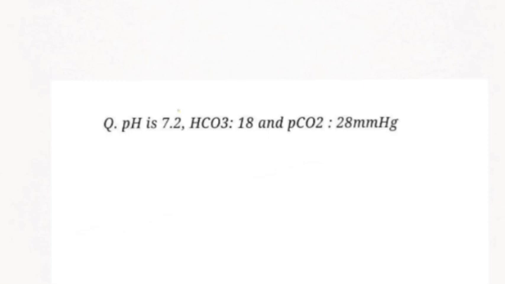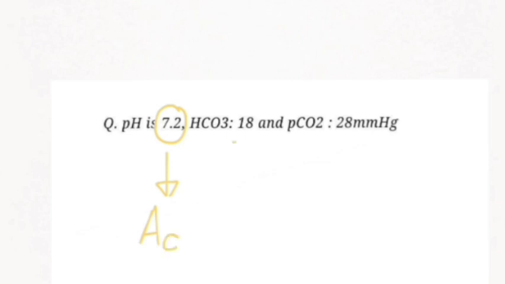In this question, the value of pH given is 7.2, which means it is less than 7.4. It is going on a lower side. It means it is acidosis. Now the normal value of HCO3 is 25. The value given here is 18. It is also going on a lower side. So the first step told us that it is acidosis.